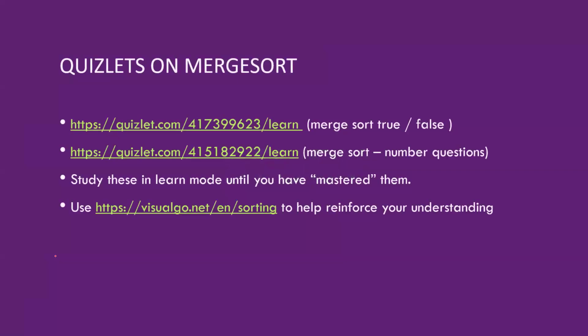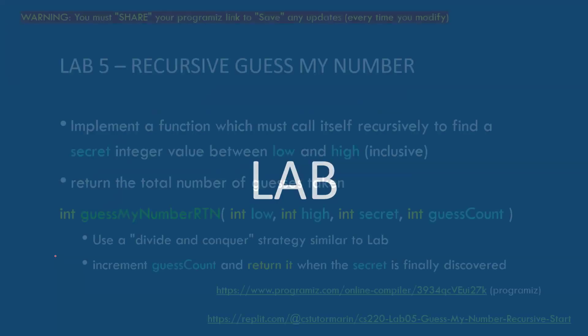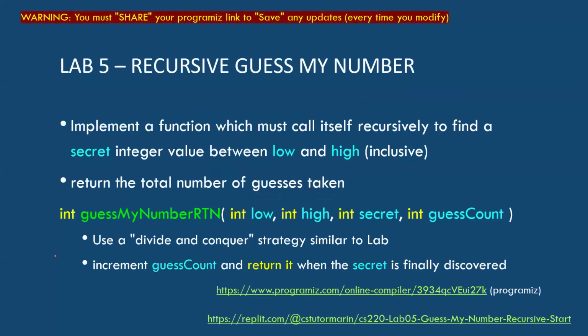So for your quiz, you got some merge sort stuff out there. You got 2 weeks on this, so this one's not crucial. And I'm not gonna spend too much of your time on your lab. I just want you to implement this recursive function for dividing and conquering to find a secret number, okay, between low and high, okay? Pass in the secret number, pass in the low high, pass in a guess count, and see how long it takes you to find that thing, okay?